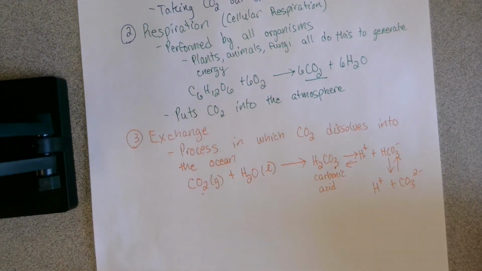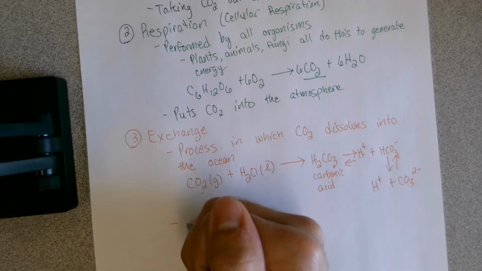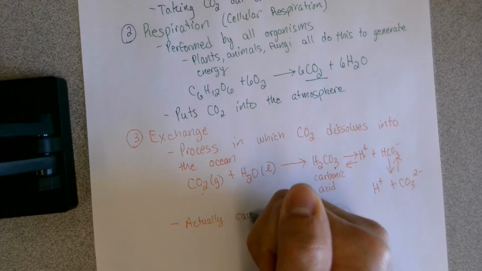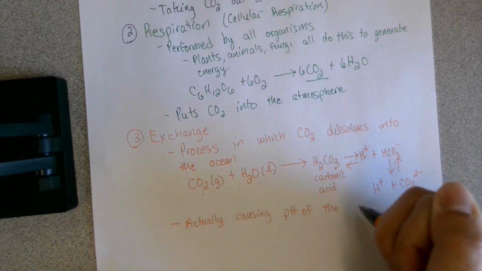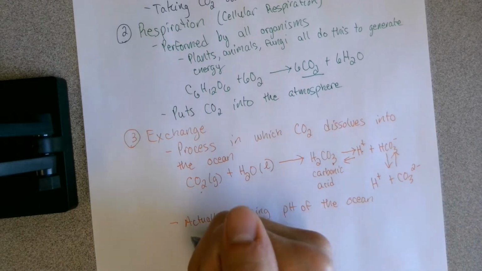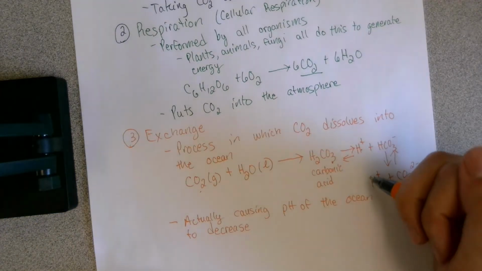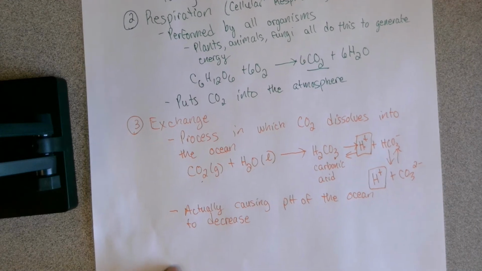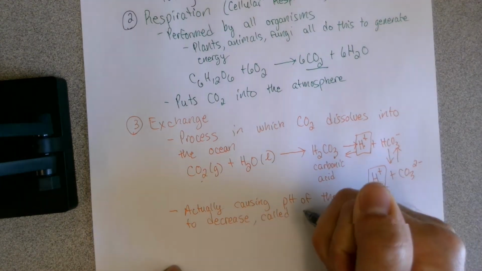So this whole process dissolves tons of CO2 into the ocean. Only one problem with that is that this is actually causing the pH of the ocean to decrease. So these H plus ions here are actually causing the pH of the ocean to go down, and this process is called ocean acidification.